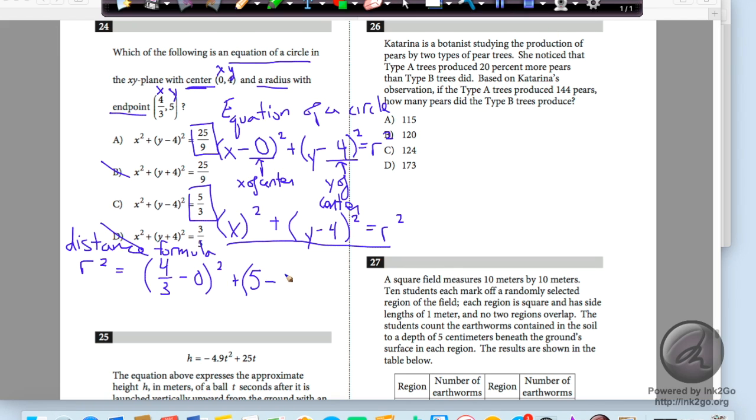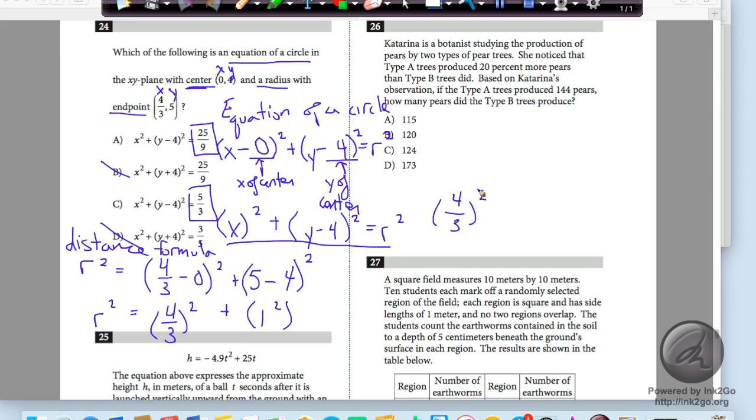minus the 4, which is going to be the center of the y, and this is also going to be squared. So here I have 1, right? 5 minus 4 is going to be 1 squared, plus 4/3 minus 0 squared. So here I have 4 over 3 squared plus 1 squared, and this will end up giving me r squared. But you can tell that I want to add these together, but the issue is simply going to be I first have to distribute the exponent across and then find a common denominator to truly add them.